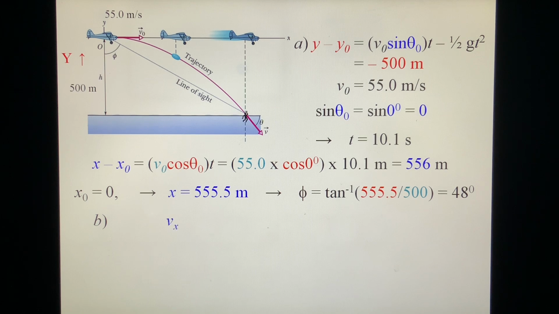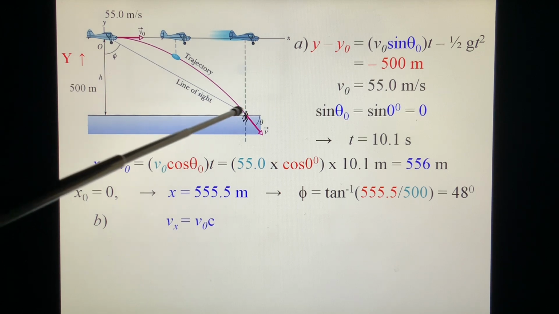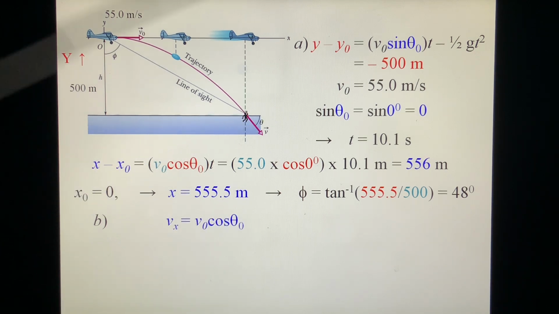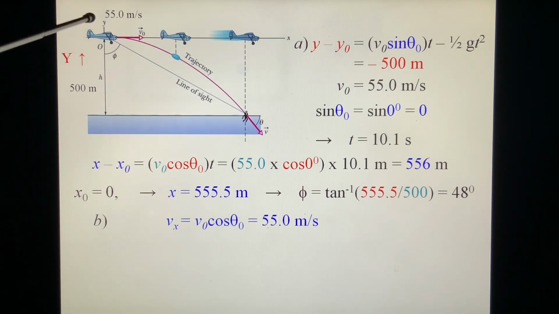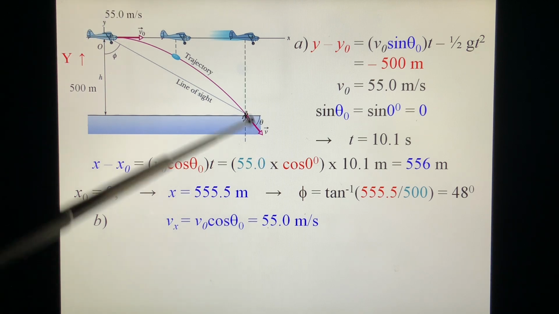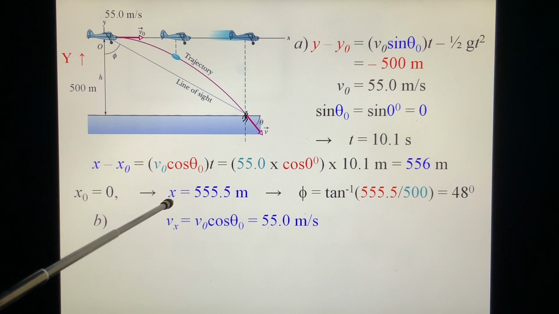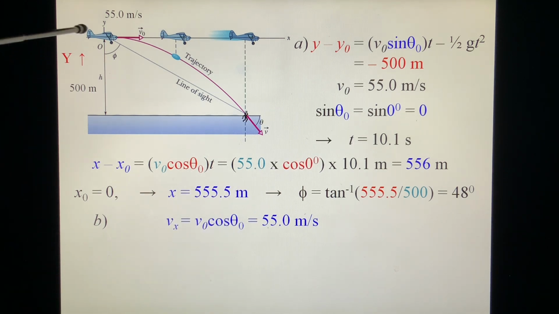Question B. What's the speed when it reached the water? The speed has two components. Horizontal, this is 55.0 always. Vertical, let me calculate. We get t, it started from zero, so this is very simple. This is v zero sine theta minus g t. This first term is zero.